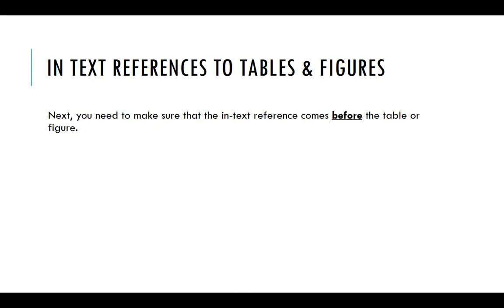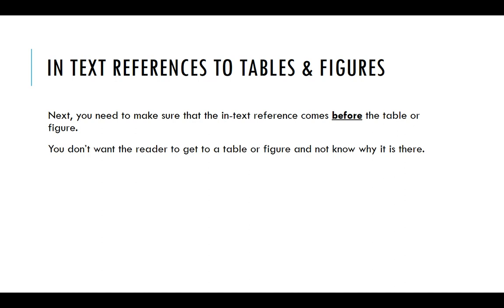Next, you need to make sure that that in-text reference that I just gave you an example of comes before the table or the figure, right? It has to come before. That's really important, right? You don't want the reader to get to a table or a figure and not know why it's there. If your client's reading along and they're like, okay, wait, now there's this big table and I don't know what it's there for and it seems out of order, that's bad technical writing. So make sure you point to it before.